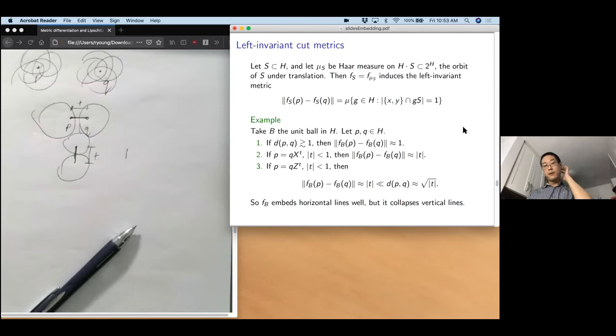Is this okay so far? Is this clear? Let me just take a look at the chat.